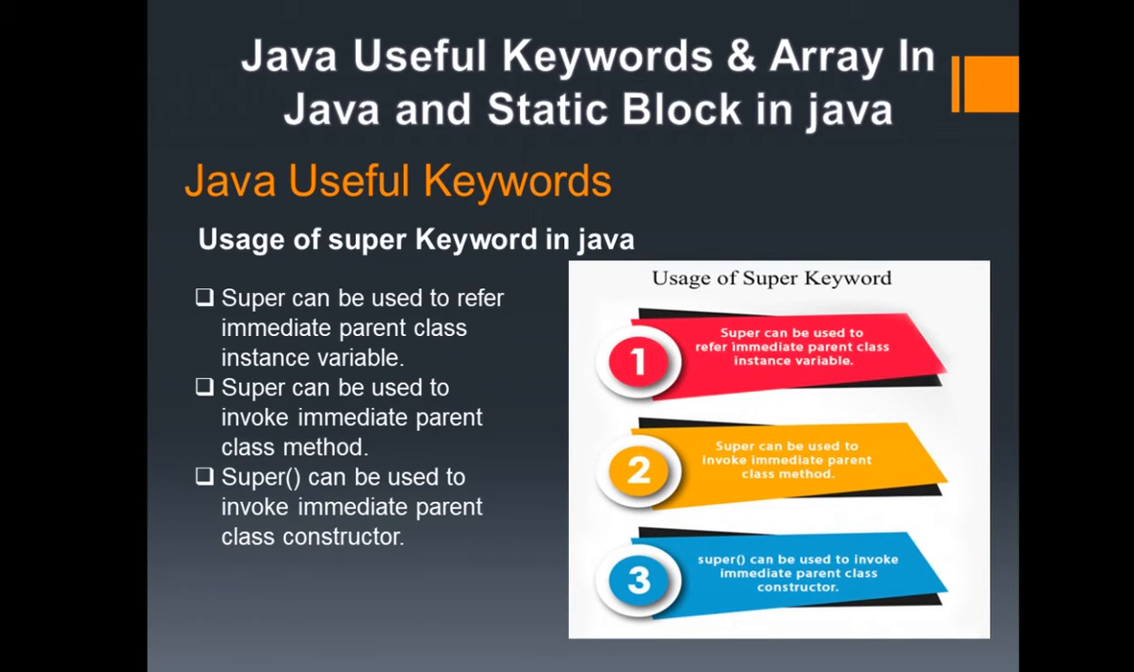Usage of super keyword in Java. Super can be used to reference the immediate parent class instance variable. Super can be used to invoke the immediate parent class method. Super() can be used to invoke the immediate parent class constructor. This is the diagram that shows the usage of the super keyword. Please note this diagram. This can be helpful for you.